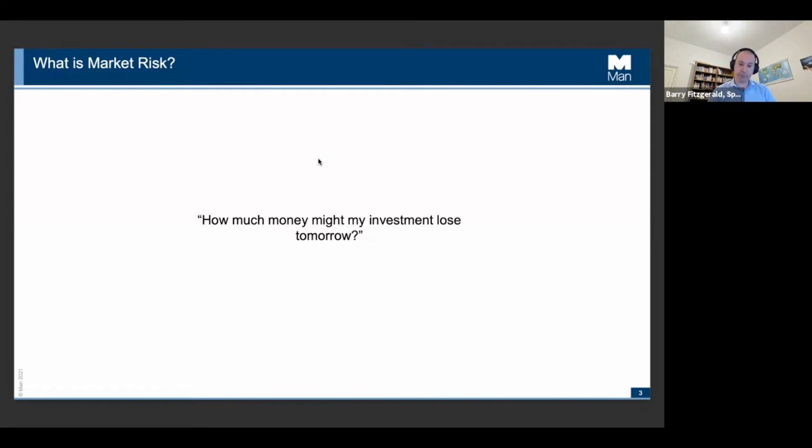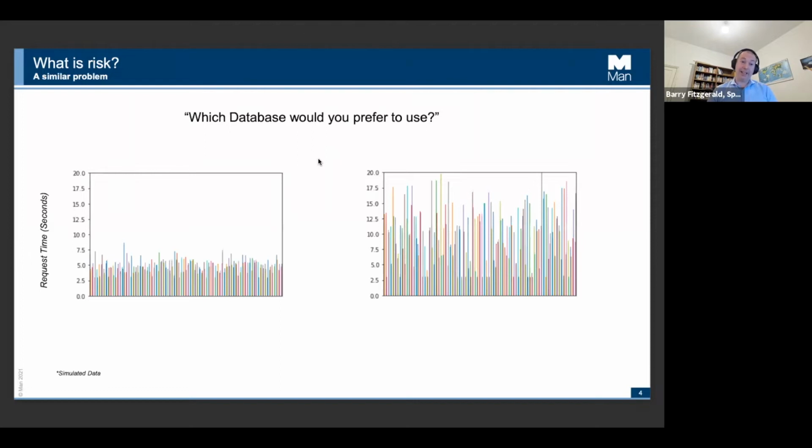So let's move now to a slightly different domain, but I think it will help explain how we measure risk in finance. So I have 2 databases here. I've just simulated this, but request times and an individual request. And it's a very easy answer for us as people working in technology. Which database would you prefer to use? The one on the left has a nice tight spread of request times, whereas the one on the right has requests spiking up to over 20 seconds.